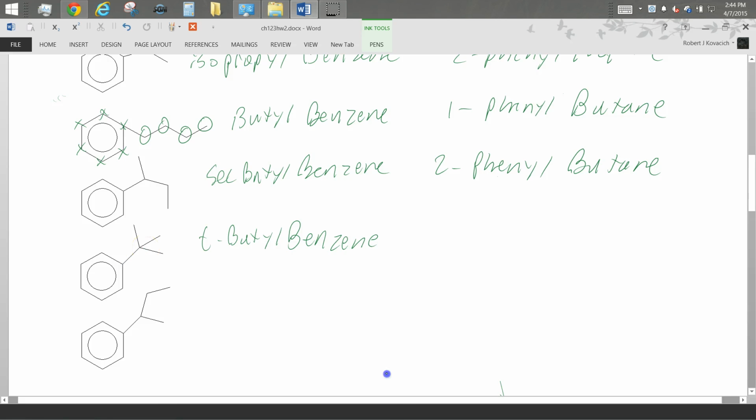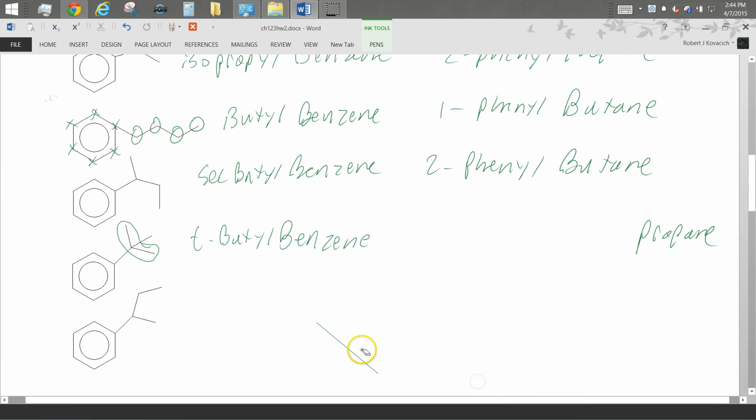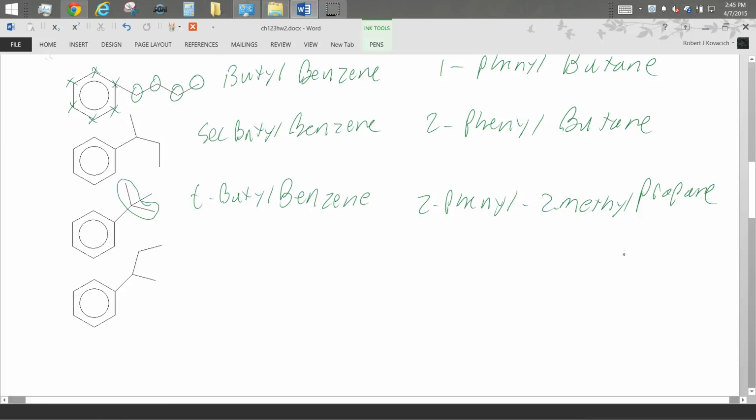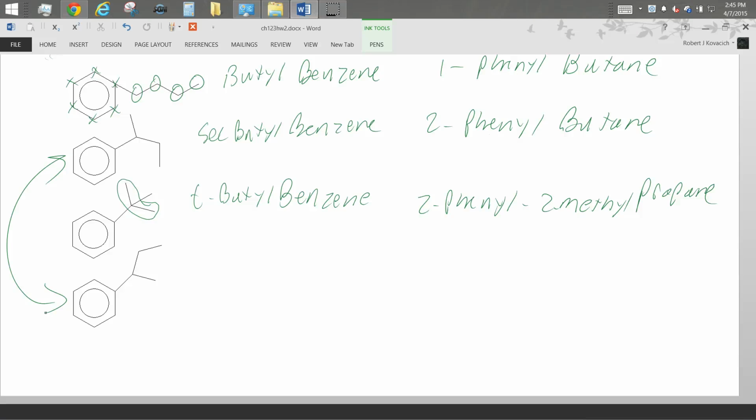So I could say that this right here is a propane chain. So there's a propane. What is attached to my propane? A methyl group on number 2 and a phenyl group on number 2. Okay, so 2-phenyl, 2-methyl propane. So both of those are acceptable. Almost everybody would name it the first way just because it's shorter. And then this last one? Sec-butyl benzene. Yeah, these two right here are the same, right? Drawn differently, still connected the same way. So this is also a sec-butyl benzene or a 2-phenyl butane.